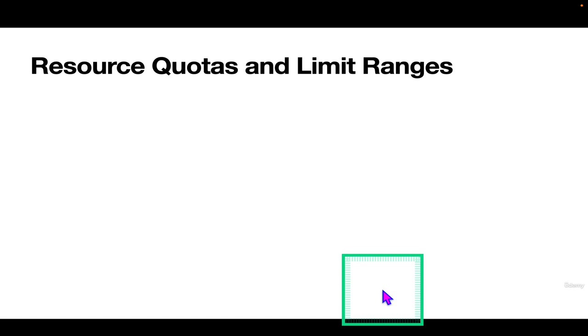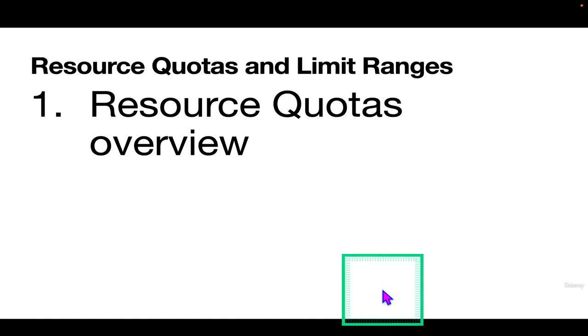Next we will see resource quota and limit ranges. So, resource quotas overview. Resource quotas are Kubernetes objects that enforce constraints on resource usage at the namespace level, ensuring fair allocation among different teams or projects. Because usually we use namespaces for teams or projects, we want to make fair allocation to different teams. So that's why it's enforced at the namespace level.